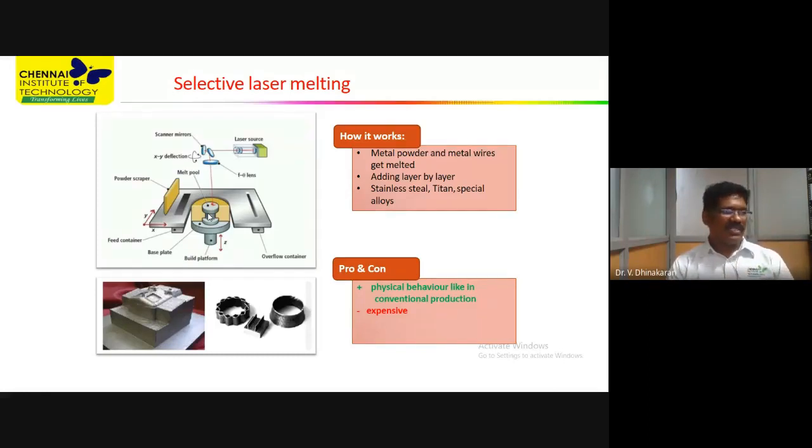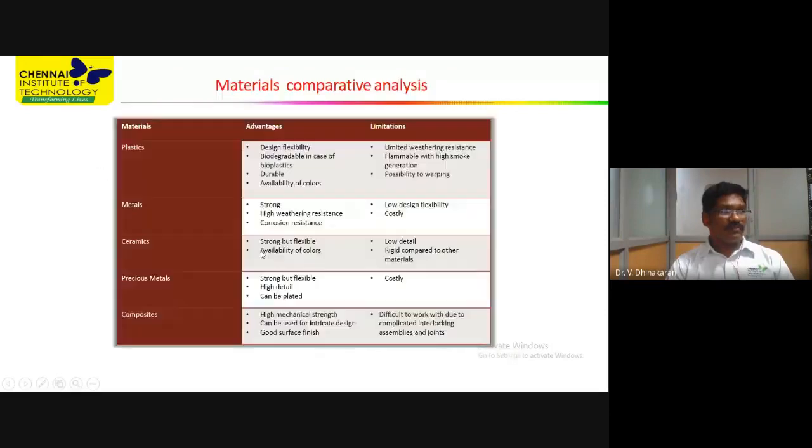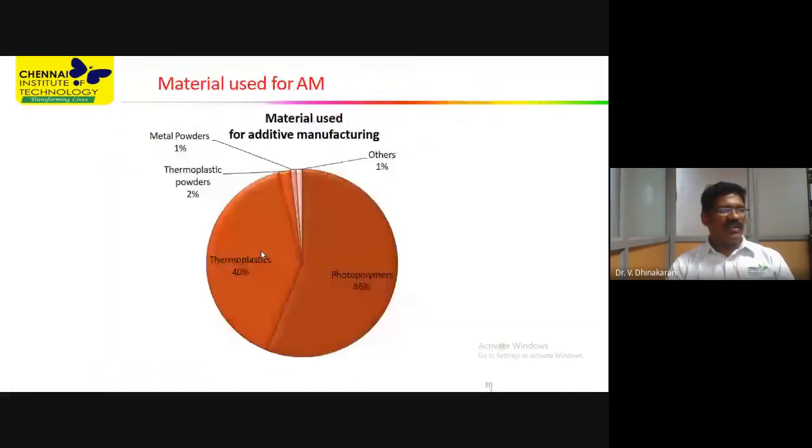So selective laser melting. So the material gets melted, and layer by layer, the material is ordered, and the required shape is being generated. So what we can see, this is the distribution of material being used in additive manufacturing.